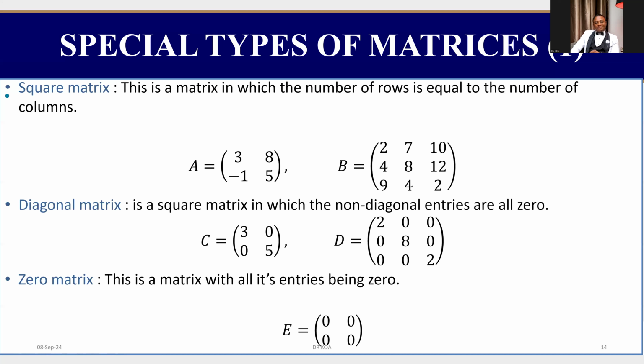So if you look at the first one, A, who can tell me why A is a square matrix? Why is A a square matrix? Jenny? Because it has two rows and two columns. Perfect. Why is B a square matrix? Philip? It has three rows and three columns. Very good. Now let me ask you something. What I've written here.